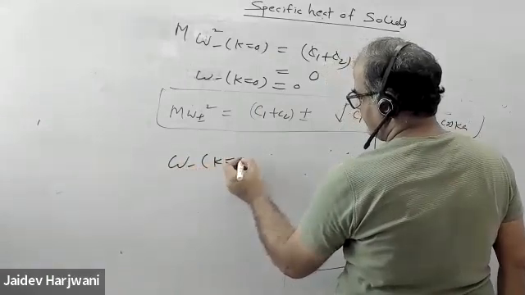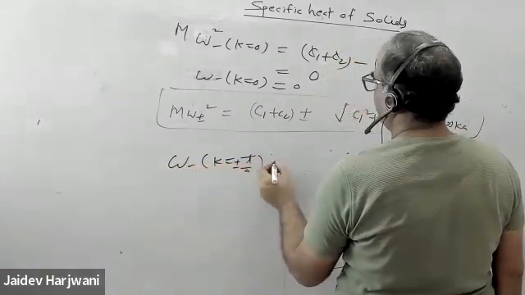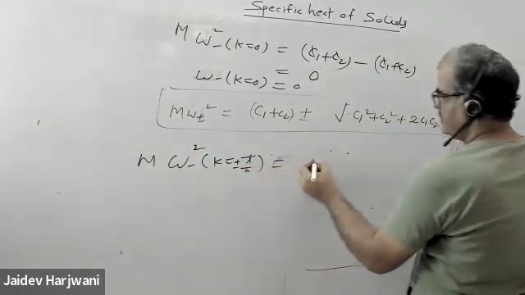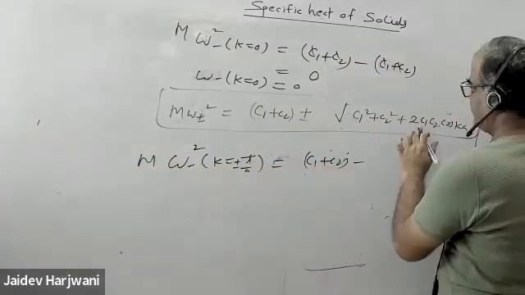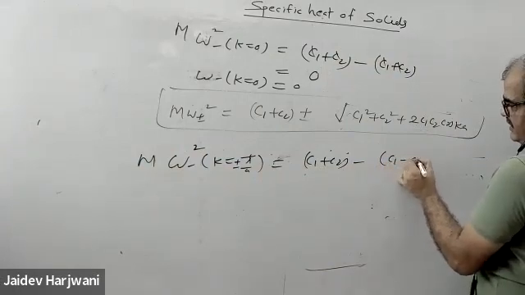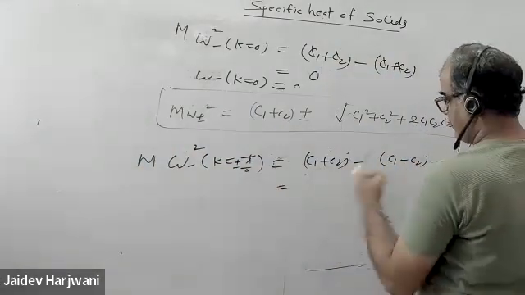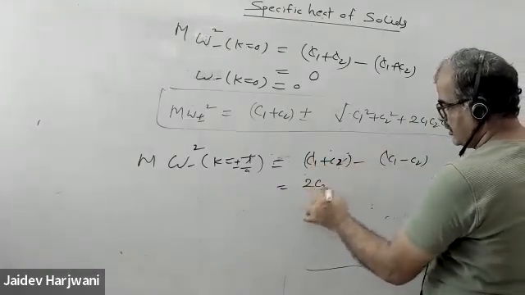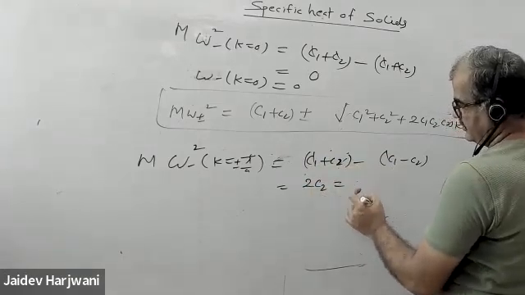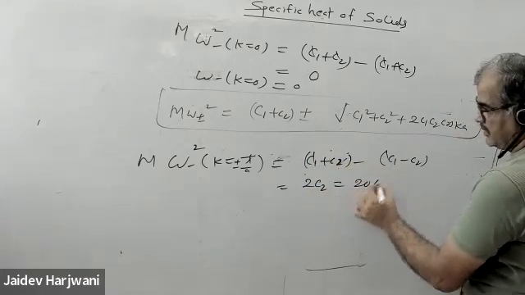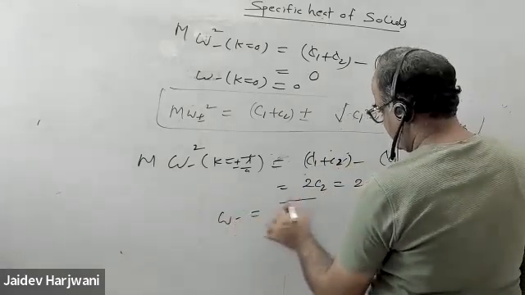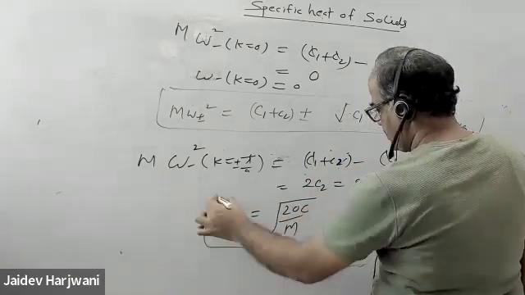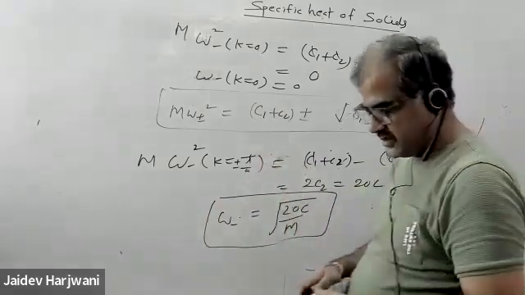Okay, so now if you solve for omega minus at k tends to plus minus pi by a, what you get here is m omega square equals c1 plus c2 minus this, which becomes minus c1 minus c2. Okay, so now c1 cancels, and this becomes 2c2. So you'll get omega minus equal to under root 2c2 upon m. Okay, so these are your answers.